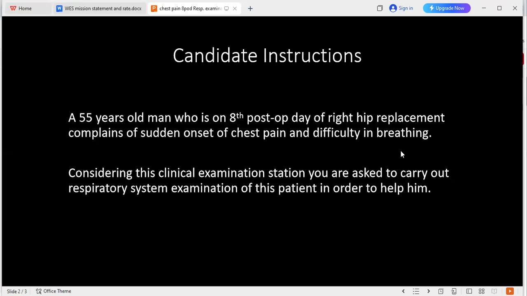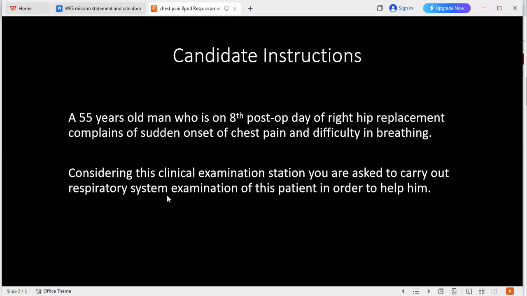Good evening. My name is Dr. Vijay Kumar. May I know your name and age, please? Robert, I'm 55 years old. Hello, Robert. So how are you doing today? I'm not well. I can hardly breathe. Okay. So may I know what is the reason why? Remember, this is an examination station. Okay. So your post-op day 8. Go ahead, do the examination.